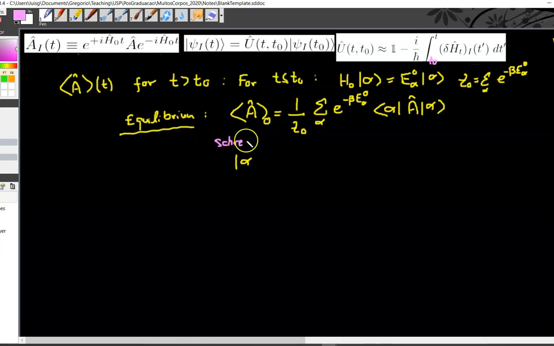So in the Schrödinger picture, what's going to be the time evolution of these states for t less than or equal to t naught? This is going to just be e^{-iH_0 t}, right? Up to t naught. Even at t naught, let's put it to equal.